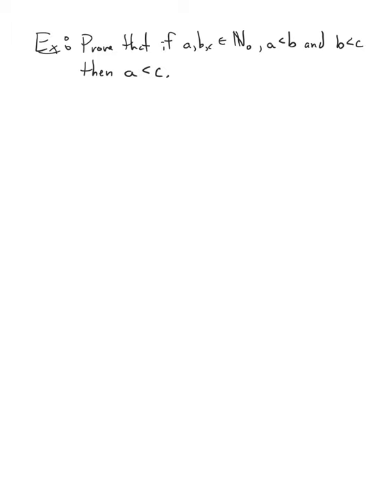Before we talk about subtraction, I want to do one more little exemplar exercise with you guys, just to get some practice with some of these general proofs. So, imagine we have 3 whole numbers, A, B, and C, where A is less than B and B is less than C. I want you to show that if A is less than B and B is less than C, then A is less than C.